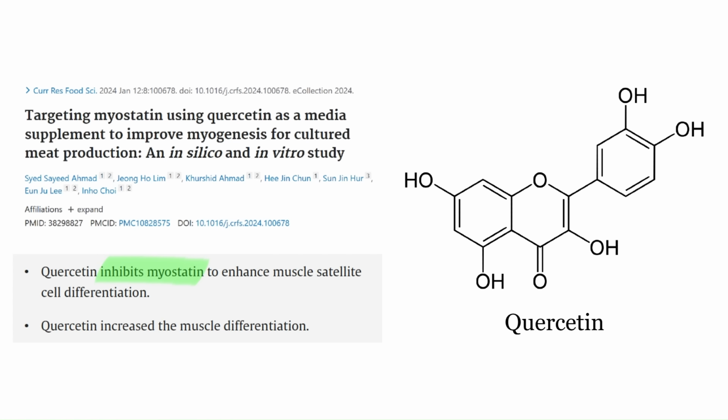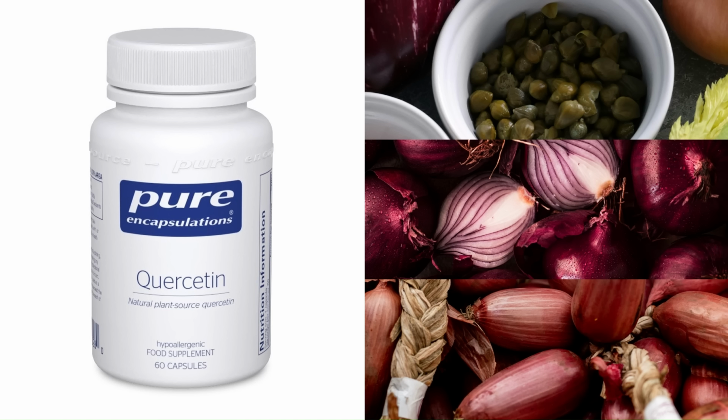Another one is quercetin. This can inhibit myostatin signaling and promote myotube differentiation in cell studies, but there's nothing in humans yet, so fairly weak evidence. You can supplement quercetin directly, or you can get it from things like capers, red onions, and shallots.